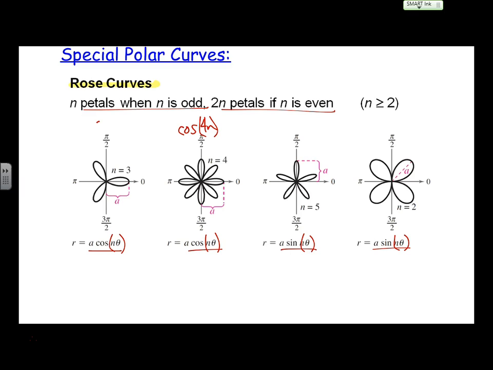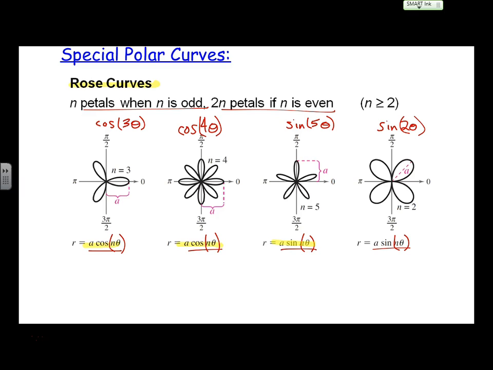But for this one would have been just cosine of 3 theta. So when you have an odd number, there's the exact same number of petals. When it's an even number, there's twice as many petals. That's something kind of funny that happens with rose curves. Let's see, this would be sine of 5 theta. And this would be sine of 2 theta, because there are 4 petals. Anyway, that's something to know about rose curves.